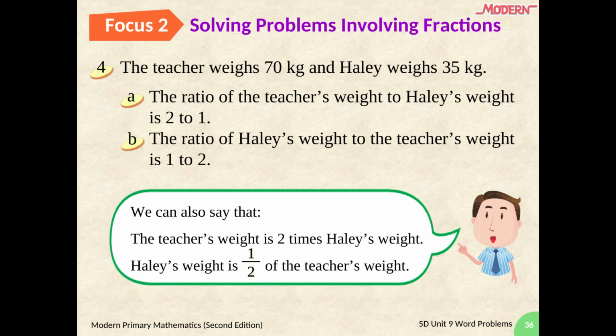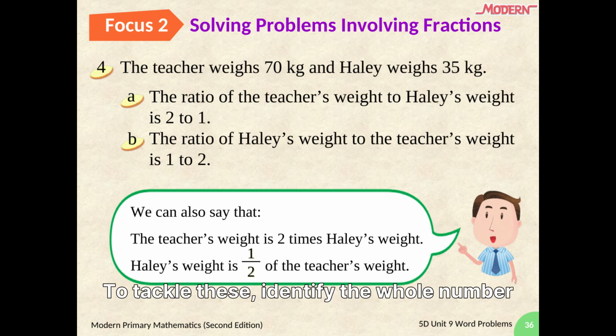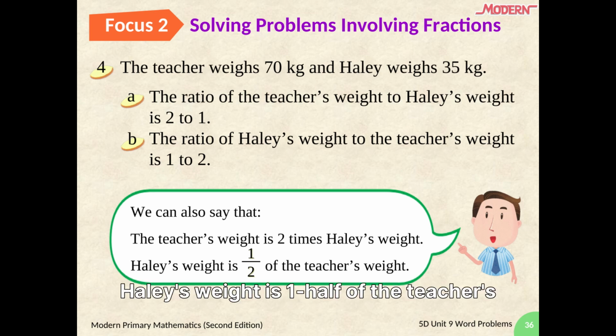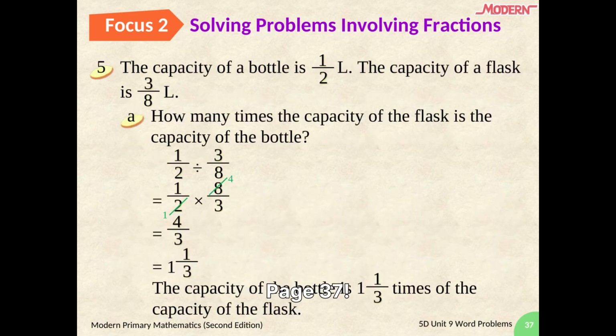Simple and elegant. To tackle these, identify the whole number first, the times part, then flip it to find the fraction. It's a mental shortcut that works every single time. The speech bubble at the bottom is our key. The teacher's weight is 2 times Haley's weight. Haley's weight is 1/2 of the teacher's weight. Perfect summary.